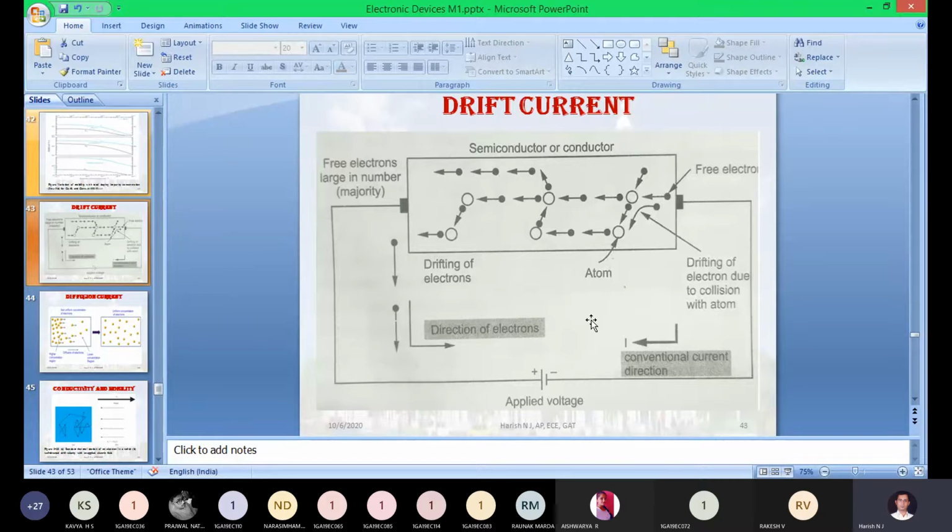Now what happened here? If you take simply a piece of semiconducting material, there are a large number of electrons, and some defective states are also available. Those defective states we call atoms here. When you provide additional energy with the help of a DC source, all the electrons will start moving towards a particular direction.